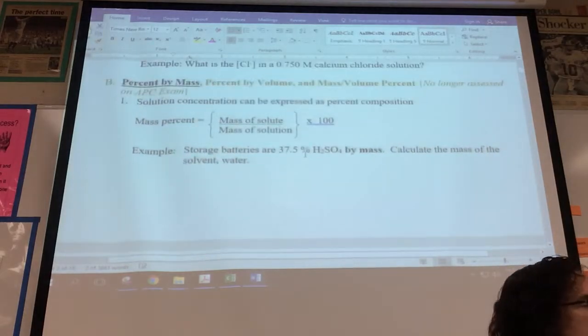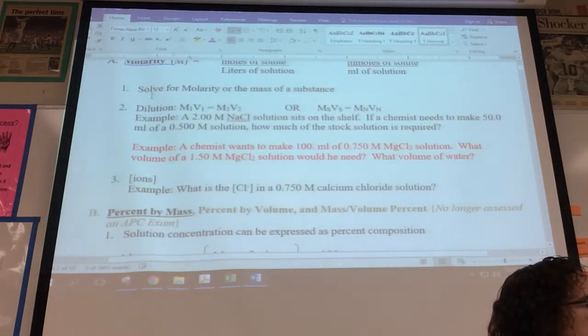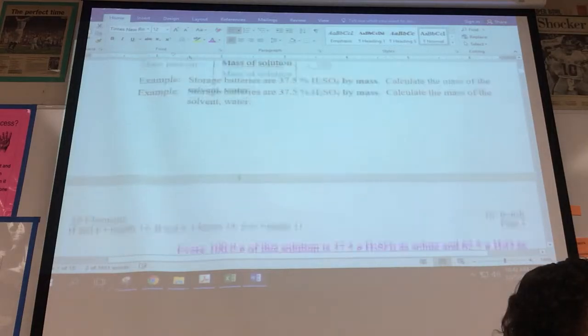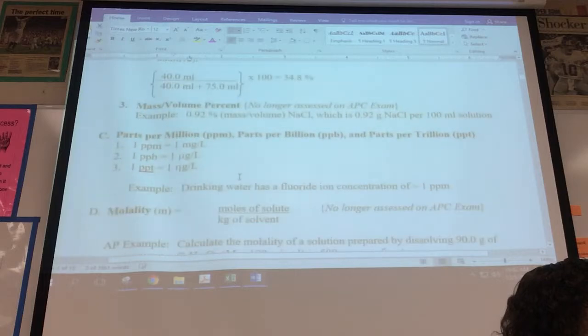So in regard to concentration, of importance is molarity and percent by mass. Those are the two that you need to be comfortable with, especially molarity.